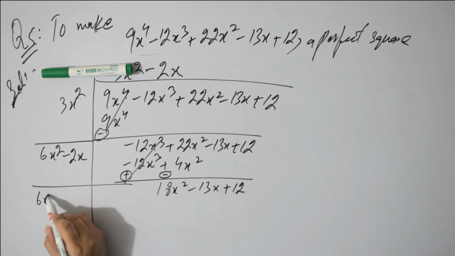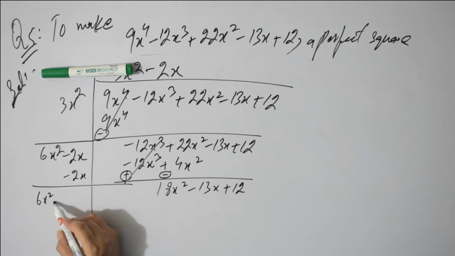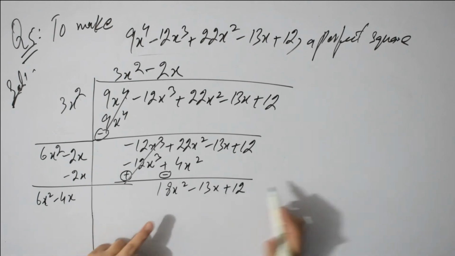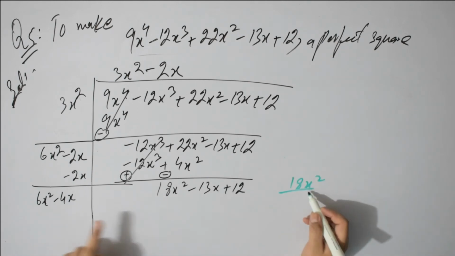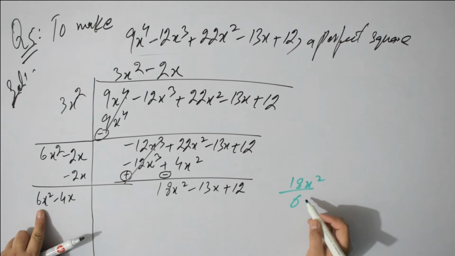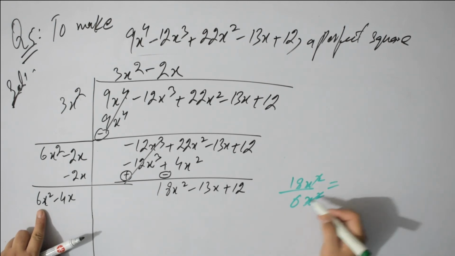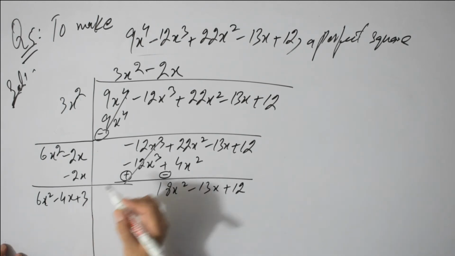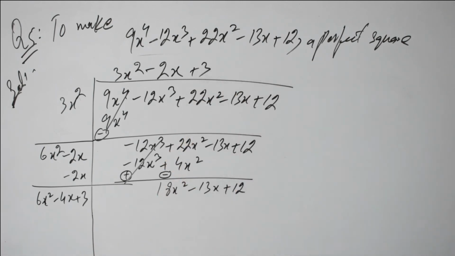Or 6x square as it is, minus 2x, it becomes minus 4x. Then again the turn of finding the quotient. Divide this term 18x square by this first term. The first term has to be divided. 6 3s are 18, so my quotient is, and divisor is 3.